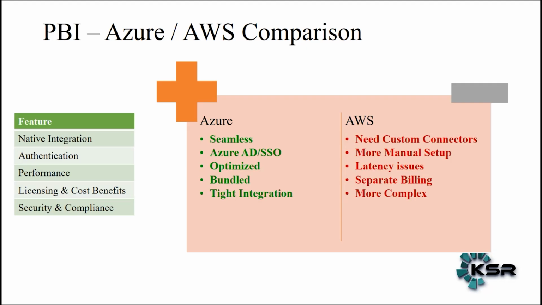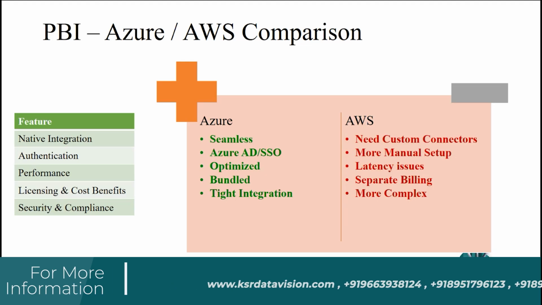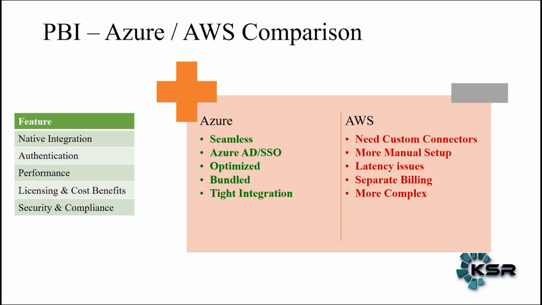But here you need some manual setup, followed by performance. It is always optimized because it's within the family. But if you go with AWS, the data has to move from another cloud, so obviously some delay is expected. That is what we call a latency issue. Followed by licensing, everything is bundled together. Cost is also optimized because both Azure and Power BI come under one umbrella. But if you talk about AWS, AWS is always a costlier one. Along with that, you need to buy a license for Power BI and then take care of the storage. So it's a separate billing.